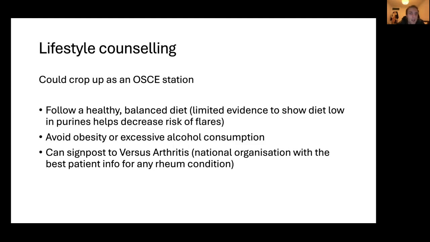And you can signpost patients to Versus Arthritis, which is a national organisation with basically the gold standard for leaflets and the like for any sort of rheumatological condition for patients. So it can be really helpful actually if you look at Versus Arthritis before any OSCEs, and you can go over some of the common conditions, and it just begins to jog your memory in terms of how you might explain conditions in lay terms and describe the medications used.